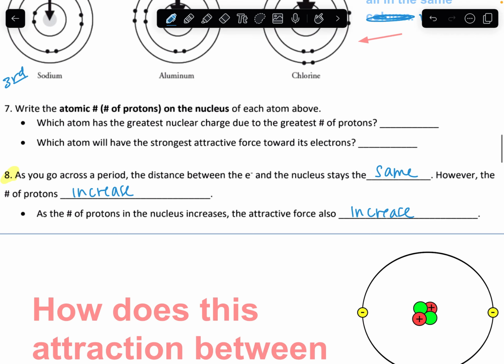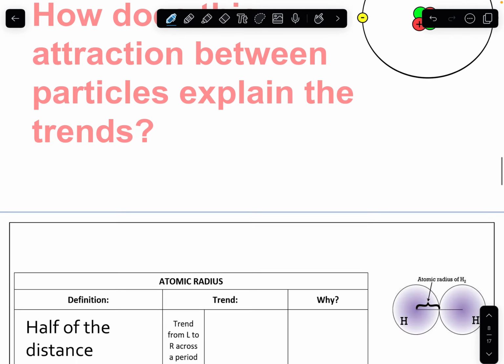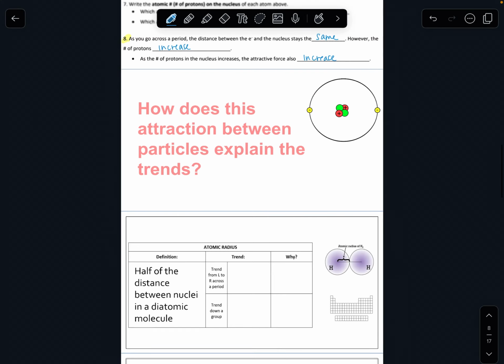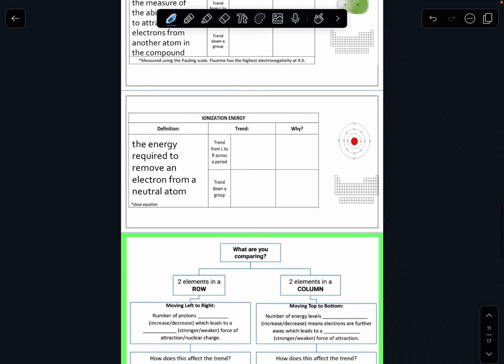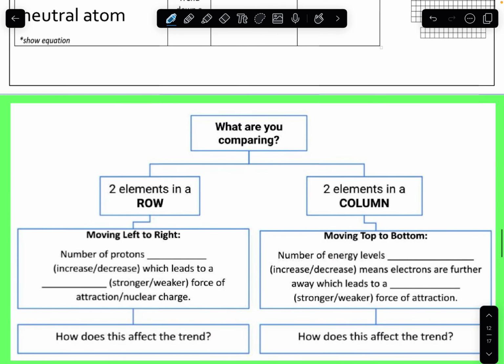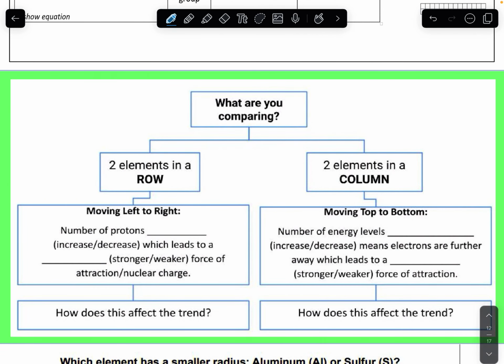Okay, so I'm going to skip down a couple of slides here, and I want you to take your green sheet that you got, and we're just going to take a second and fill in these blanks. This is going to help us when we get to our trends and we start trying to compare things in columns versus comparing elements that are in rows.